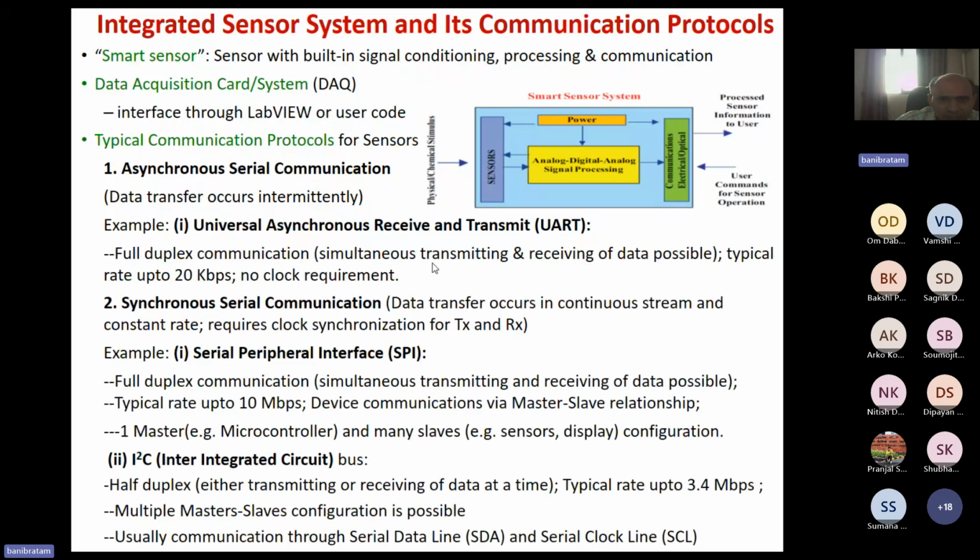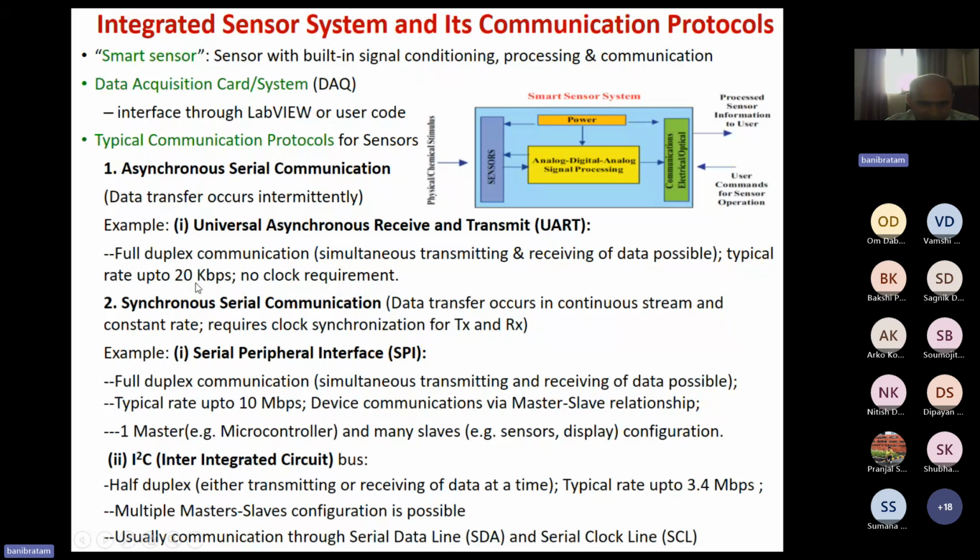Now, under asynchronous serial communication, what is the example? Its example is the UART protocol, Universal Asynchronous Receive and Transmit. That will come under asynchronous serial communication. In this case, what will happen? Full duplex communication. What do you mean by full duplex? Full duplex means simultaneous transmitting and receiving of data is possible in UART communication, but UART is asynchronous. It does not require any clock. And typically the data transfer rate is 20 kbps.